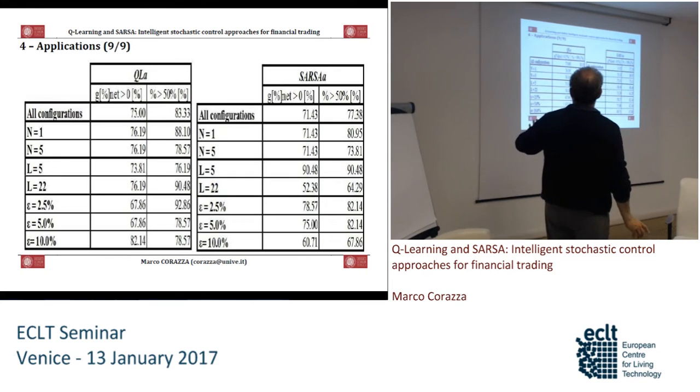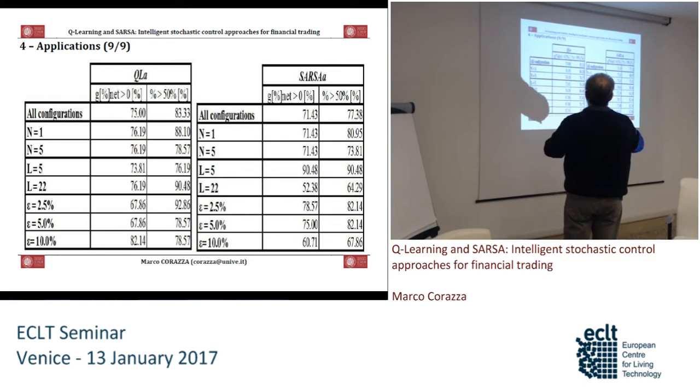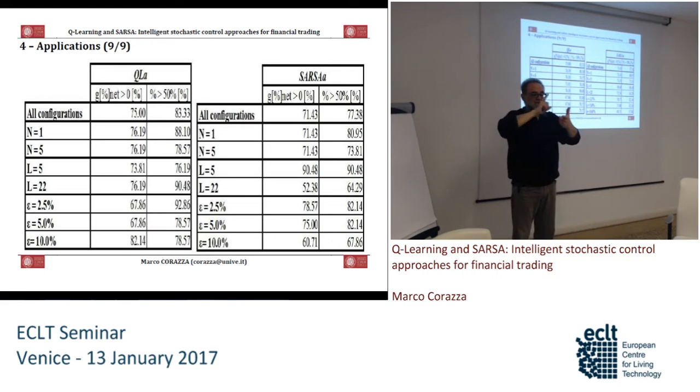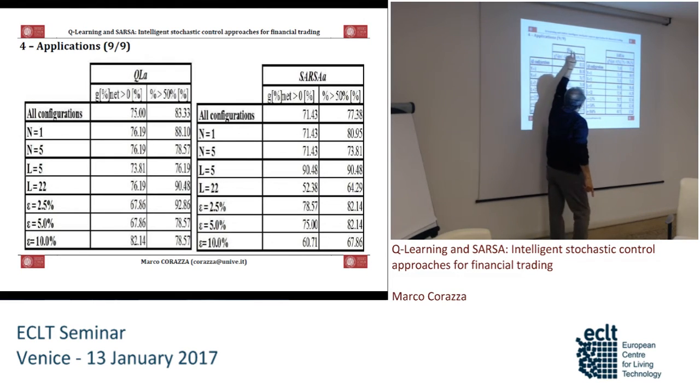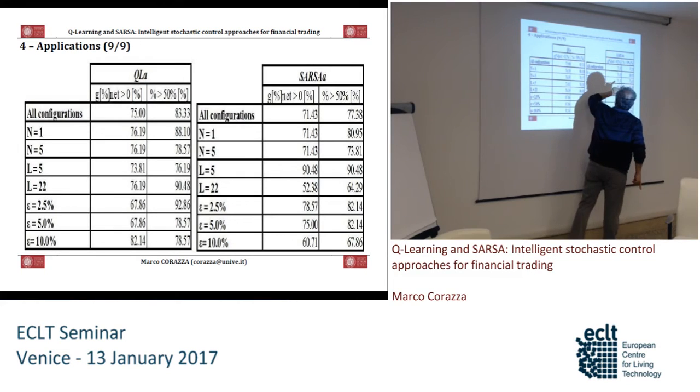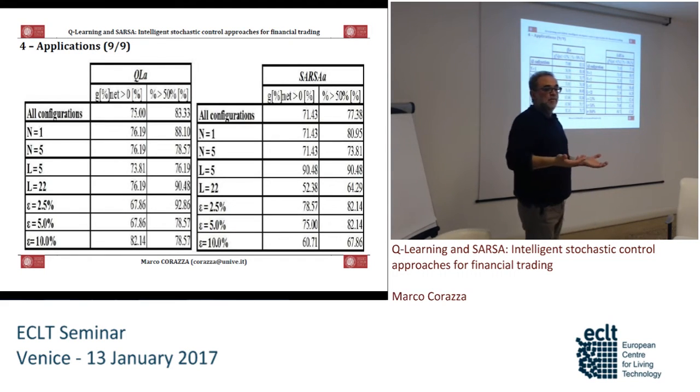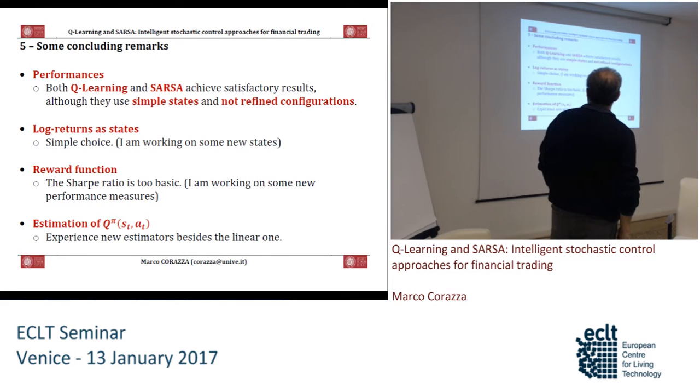And finally, considering all the configurations for all the assets, I comment only on this first result. Given all the assets and given all the 24 configurations, in 70% of the cases for the Q-learning and in 71% of the cases for the SARSA, the average net rate of return is positive. So it seems that both SARSA and Q-learning are able to perform the financial trade in a good way.